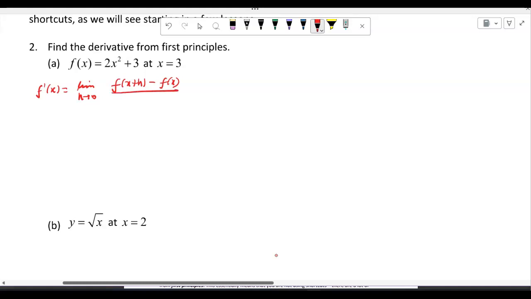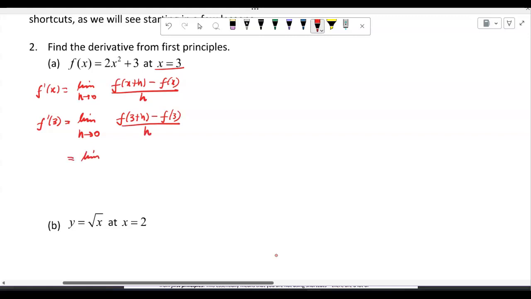f of x, over h. So x and x get cancelled. If I want to find f dash 3, I want to find it at x equal to 3. So the limit remains, h tends to 0, and it just becomes f of 3 plus h minus f of 3.